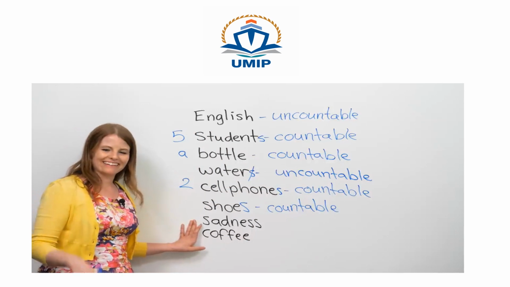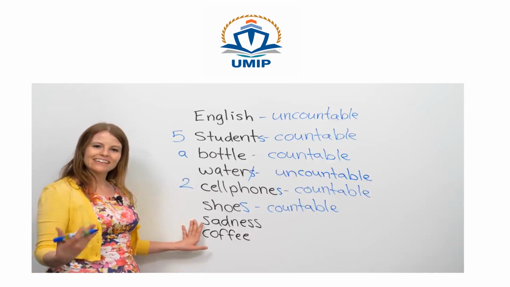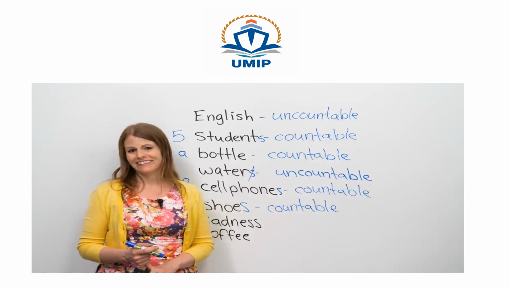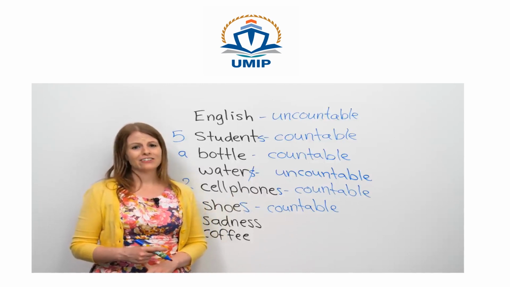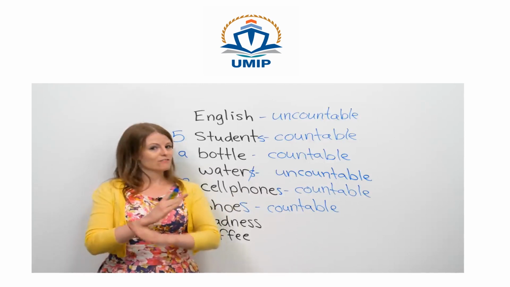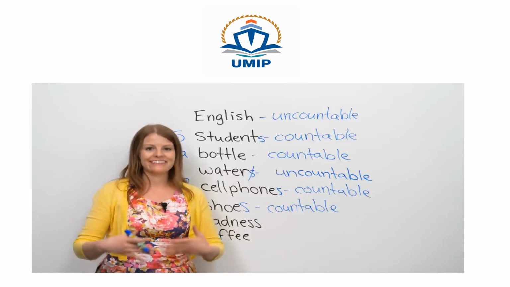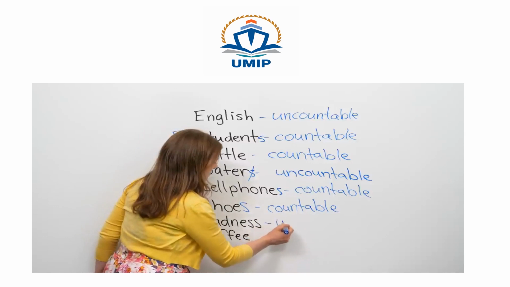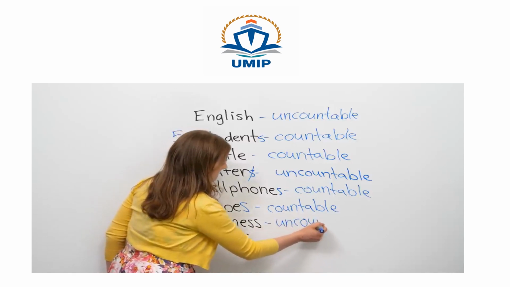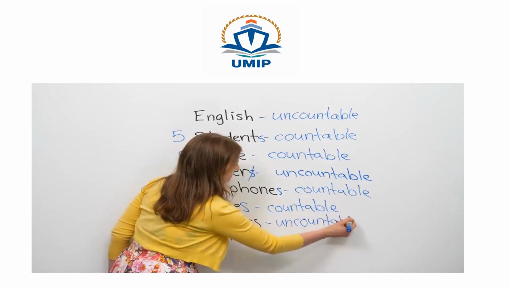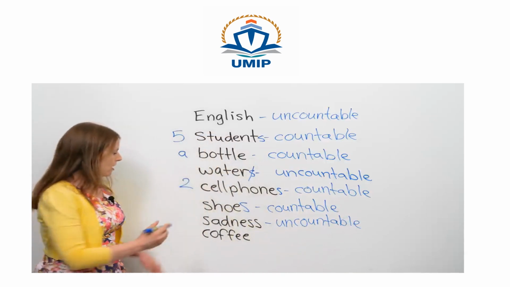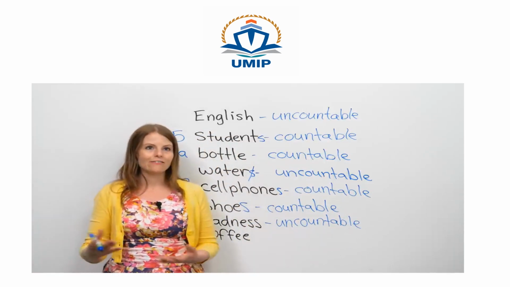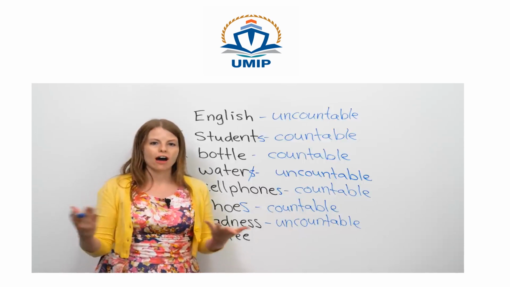What about sadness? Can you count sadness? Can you say, oh, that man, he's really sad. Look, he has 100 sadnesses. No, we cannot count sadness. It's a feeling. It's something we can't really count. This is uncountable. So we do not add a. Okay, I can say I have sadness. There's no a in front of it.